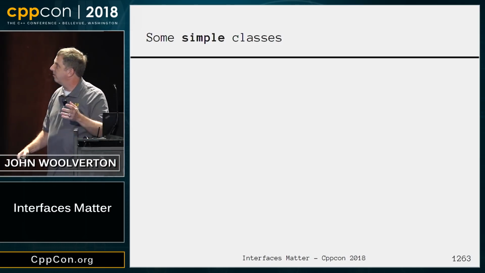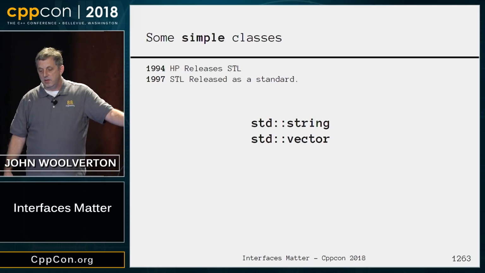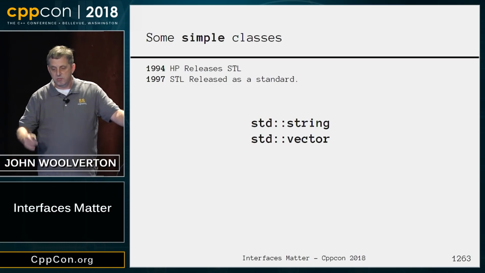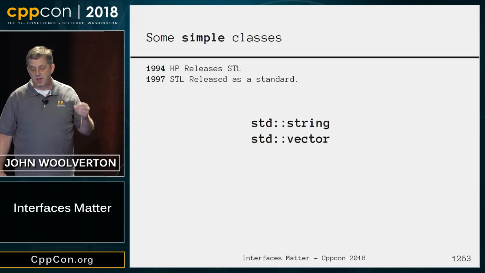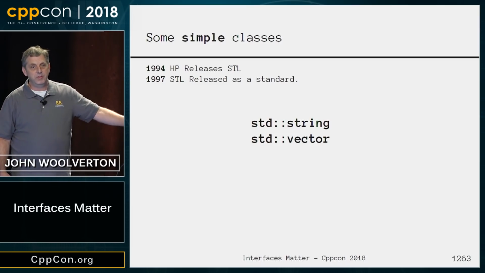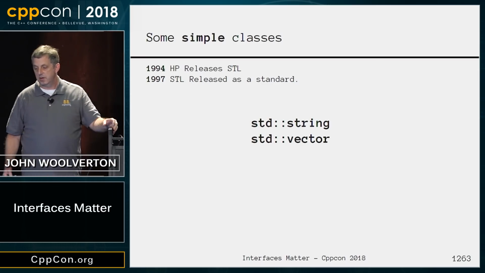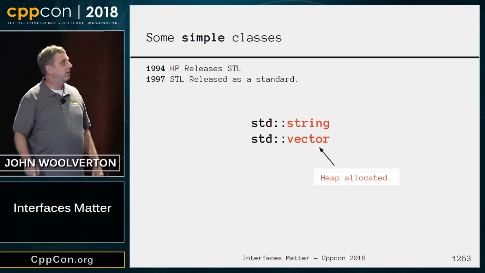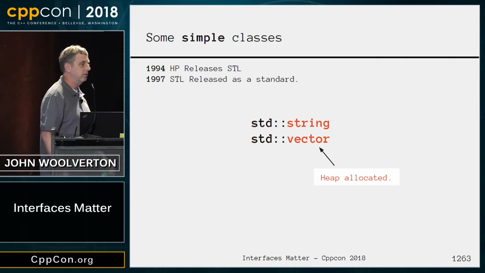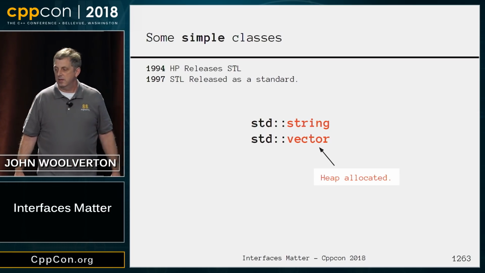And my story starts with just some simple classes. We have string, we have vector. Created quite a long time ago, released in the standard about 20 years ago. But not ideal. Just a few things, even when they first came out, that were a little disturbing to me. First thing was, these were heap allocated containers. I'm like, you got one string and it's heap allocated.